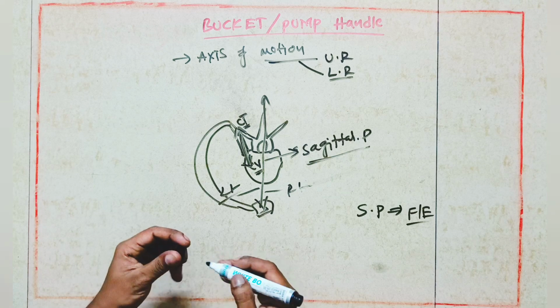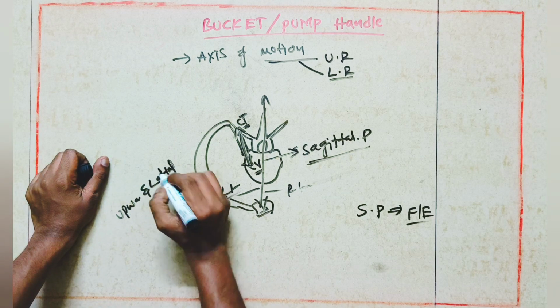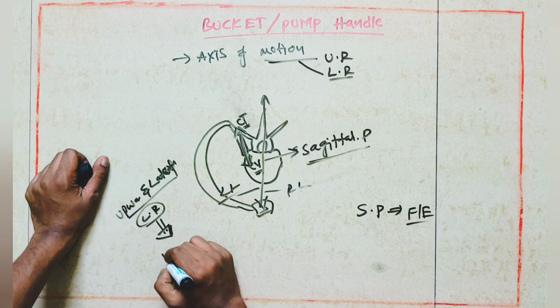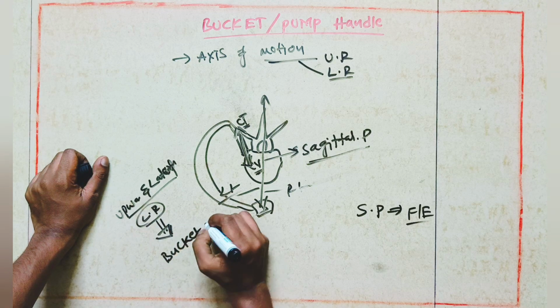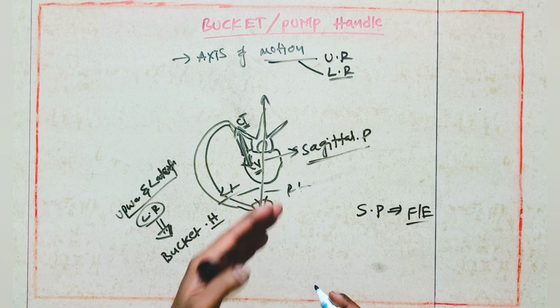The orientation of the costo-vertebral and costo-transverse joints in the lower ribs is like the sagittal plane. So the upward and lateral movements that happen in the lower ribs create a movement called the bucket handle movement. This is about the axis and planes of the rib cage.